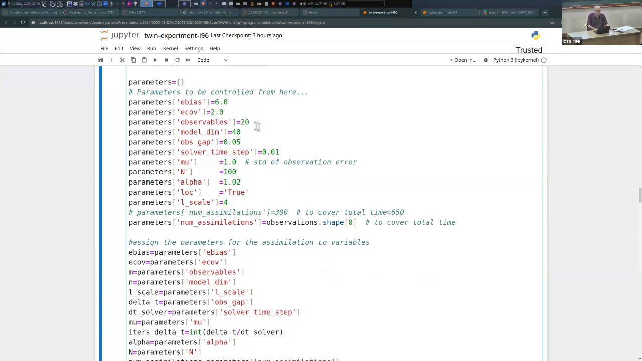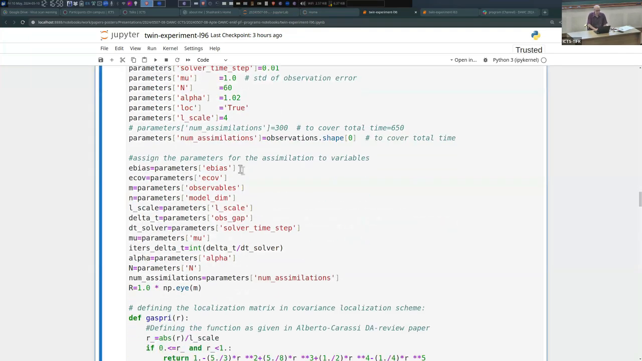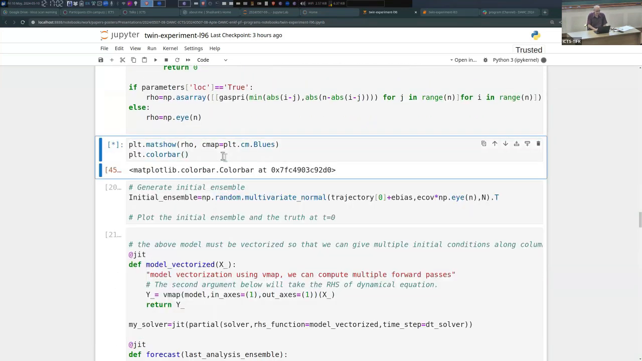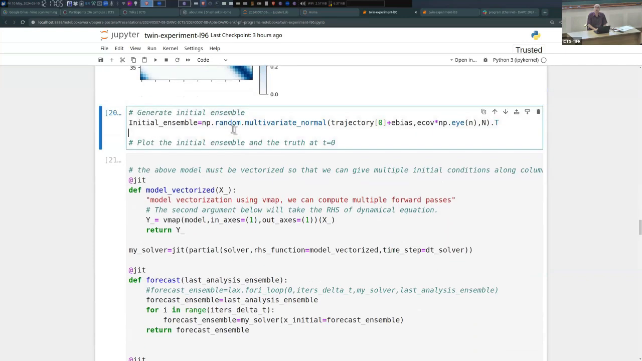I will make the ensemble size, capital N, to be 40. Good? Or actually, I would make it 60. I don't know how many positive Lyapunov exponents this one has, so if it's not sufficient, this is going to fail pretty badly. So I'll make the ensemble size 60, still less than the model dimension. Hopefully other things will look okay. The localization seems fine. I haven't talked about localization, so you have no idea what I'm doing, right?